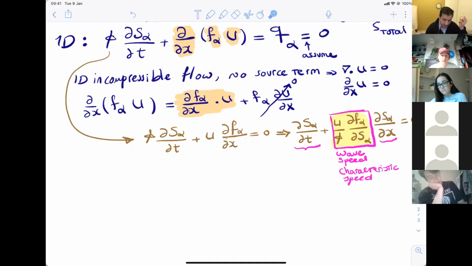Now, yes, I call this capital lambda because I need this factor.